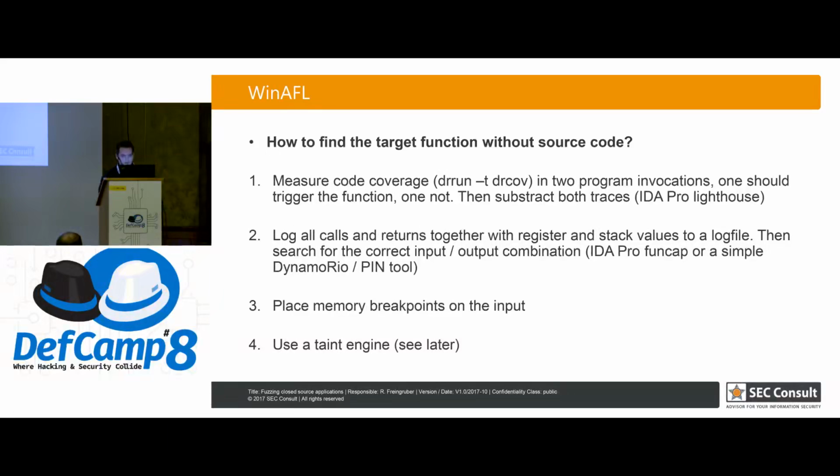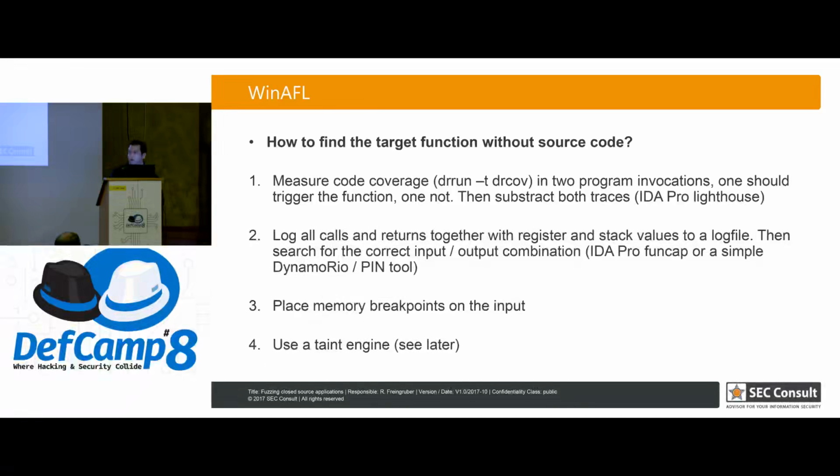And you can, for example, use the IDA Pro Lighthouse plugin to make this subtraction, or you can write your own Python script for this. Another technique is to use a dynamic instrumentation framework to log all calls and all returns, and at every call and return I'm extracting the register values, the stack, and so on. That means after that I get a very big log file, and I can then search inside this log file for a function which receives my input and which returns the MD5 hash. This way you can also find functions.